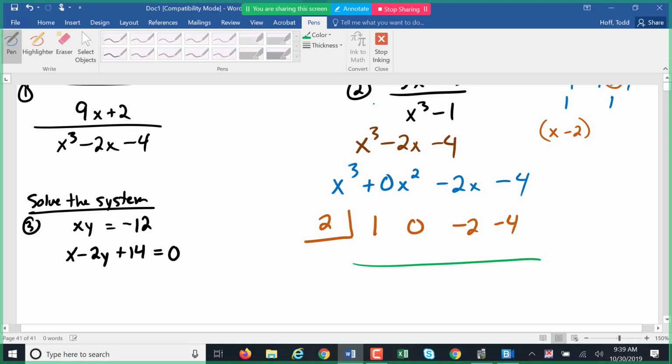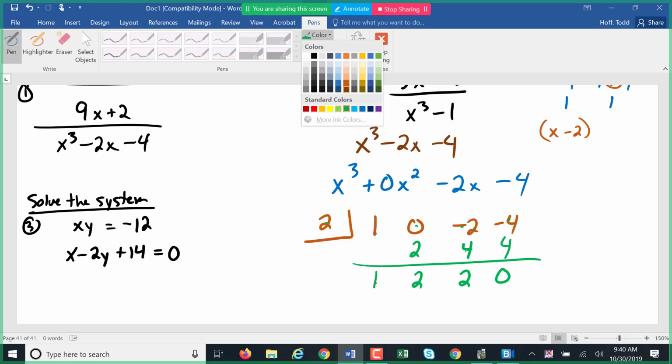So I bring down the 1. 2 times 1 is 2. 0 plus 2 is 2. 2 times 2 is 4. -2 plus 4 is 2. 2 times 2 is 4. -4 plus 4 is 0. That is what we want.